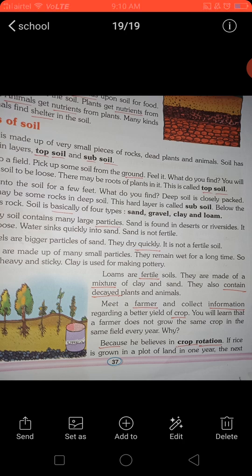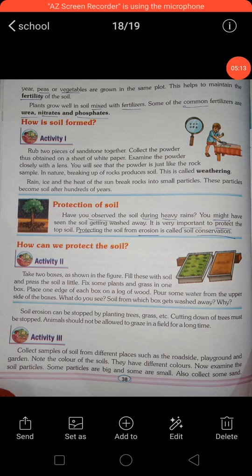For example, if rice is grown in a plot of land in one year, then the next year it will change. They are going to grow vegetables or some other things in the same plot. Why? I explained just now. This helps to maintain the fertility of the soil. Plants grow well in the soil mixed with fertilizers. Some of the common fertilizers are urea, nitrates and phosphates.